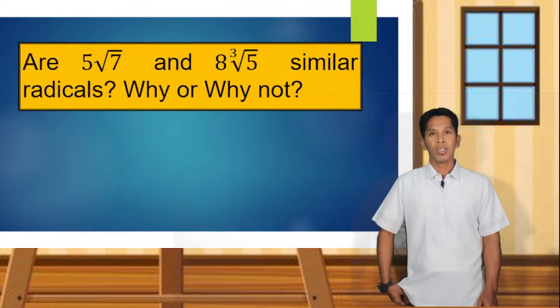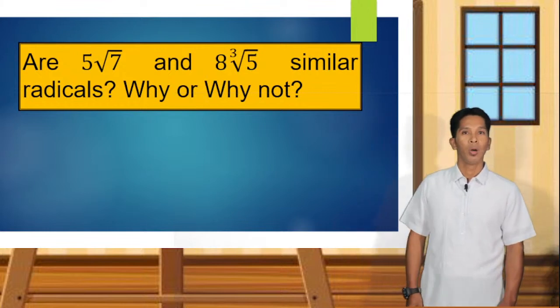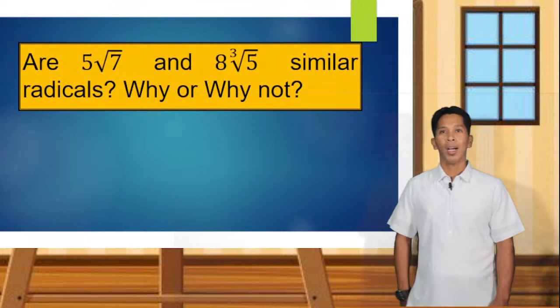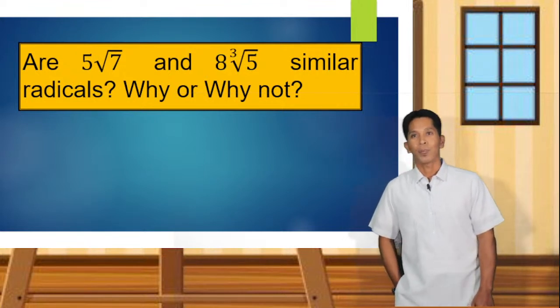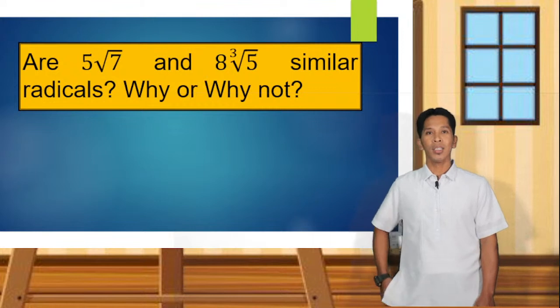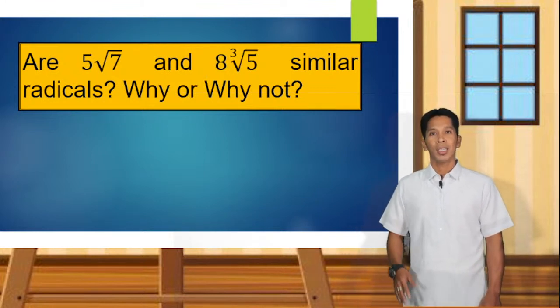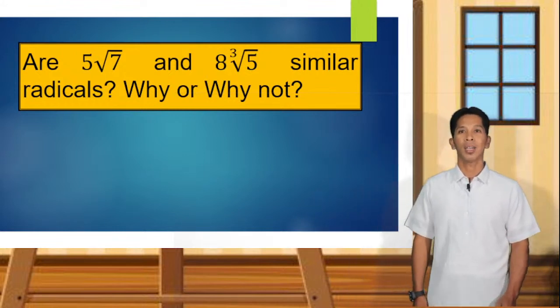Are 5 square root of 7 and 8 cube root of 5 similar radicals? Why or why not? So what do you think is the answer to this question? Are they similar? You're correct. 5 square root of 7 and 8 cube root of 5 are not similar radicals. If we observe, they don't have the same indices and the same radicands.